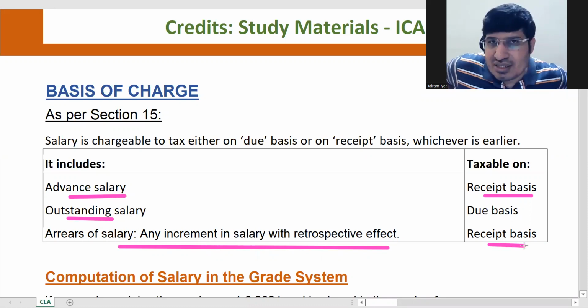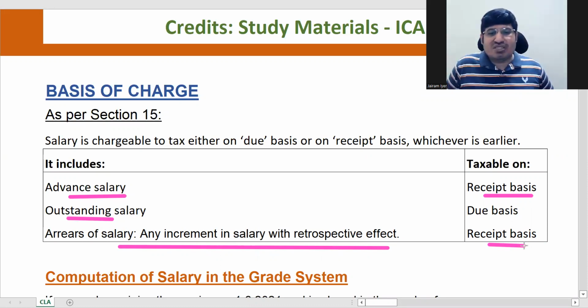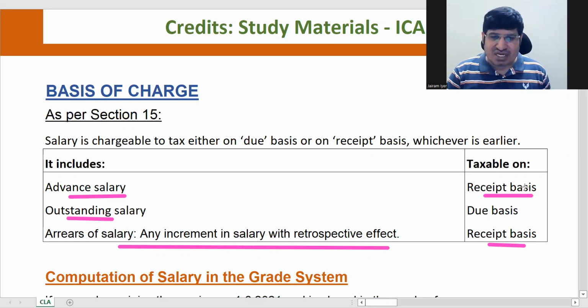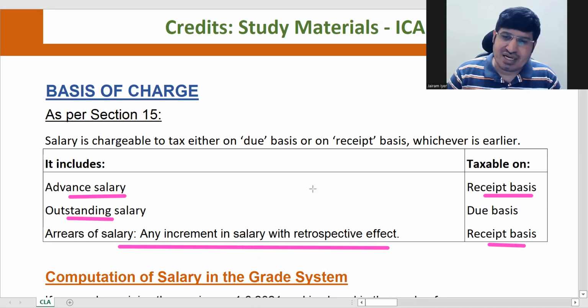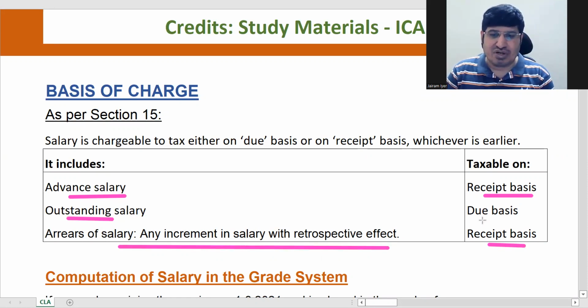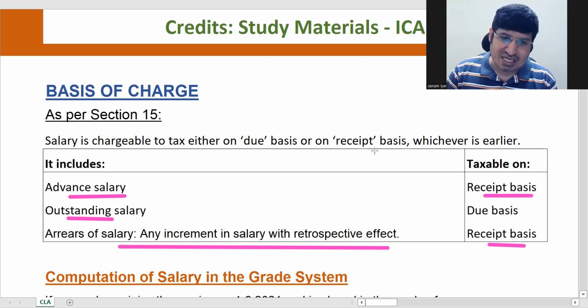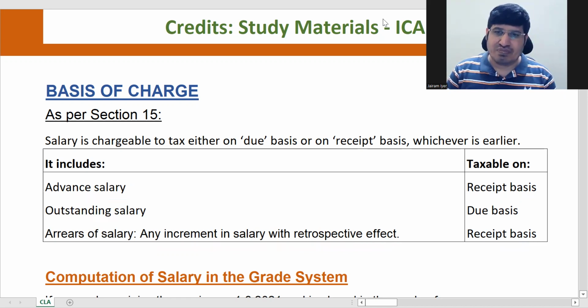So which is why it is said that the receipt basis is earlier. ठीक है, ये तीन चीजें बस मेन है, एडवांस सैलरी रिसीट बेसिस में टैक्सेबल होगा, आउटस्टैंडिंग सैलरी आपको जब मिलेगा तब तक आईटी डिपार्टमेंट वेट नहीं करेगा, वो टैक्सेबल ऑन ड्यू बेसिस। ओके, एंड अरियर्स ऑफ सैलरी एग्जांपल मैंने अभी बताया था। ओके, right, so now, so this is your basic premise of salary.